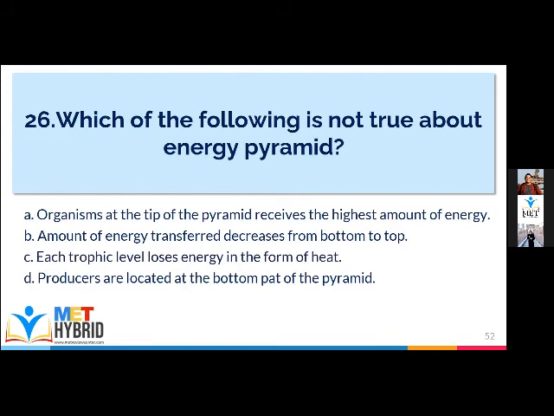Next, 26. Which of the following is not true about the energy pyramid? A, organisms at the tip of the pyramid receive the highest amount of energy. B, amount of energy transferred decreases from the bottom to top. C, each trophic level loses energy in the form of heat. D, producers are located at the bottom part of the pyramid. Which do you think is the correct answer?